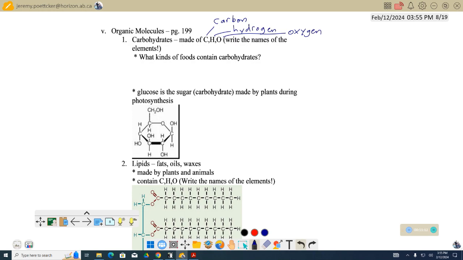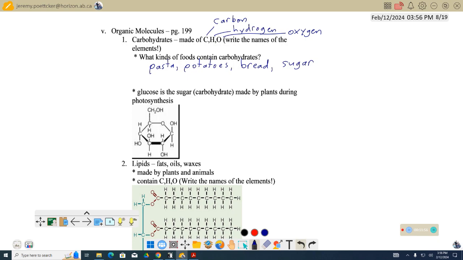What kind of foods contain carbohydrates? And here you could come up with lots, but things like pasta, potatoes, bread, sugar, and you can go on with any of those kinds of things. Actually, during photosynthesis, glucose is the sugar that is eventually made by plants. Chemical structure, this is kind of what it looks like right here. This ring of carbons with one oxygen and then all kinds of other stuff branching off of it.